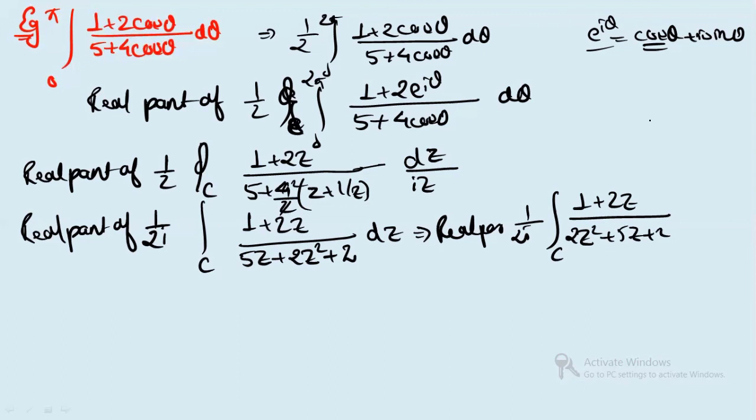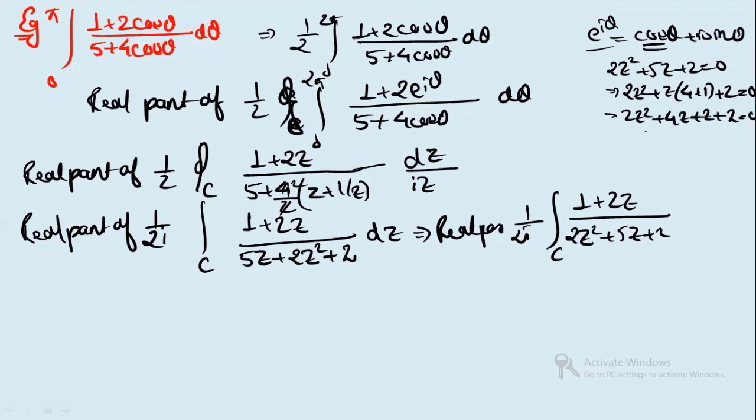So when you do the mid-term splitting, here 2z square plus 5z plus 2 equals to 0. So this will give you 2z square plus 4z plus z plus 2 equals to 0. So 2z is there, z plus 2, plus 1, z plus 2 equals to 0. So what you will get? 2z plus 1 equals to 0, or you will get z plus 2 equals to 0. So z is equal to minus 2. Here you have 2z, z is equal to minus 1 by 2.